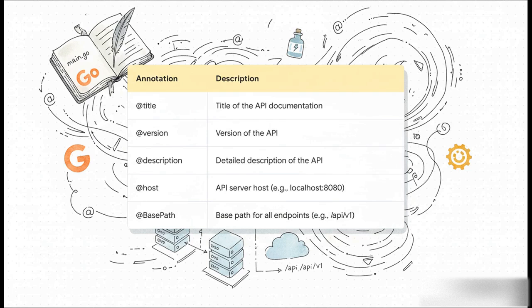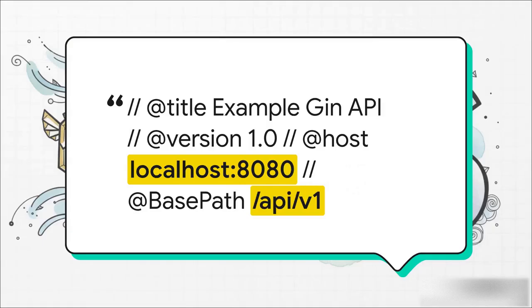So, where do you start? You start at the top with what are called top-level annotations. You'll usually stick these in your main.go file. This is for all the big picture stuff for your API. The title, the version, a quick description, and the base path for all your endpoints like /api/v1. And this is literally what it looks like, just a simple block of comments right at the top of your file. The Swag tool is smart enough to find this, read it, and use it to build the header for your whole documentation page. So clean, so simple, and it lives right there with your code.